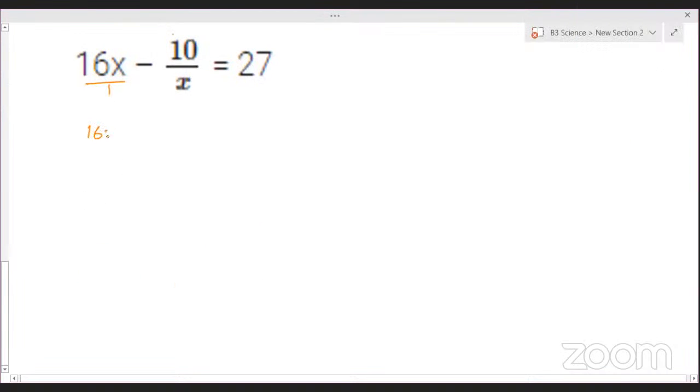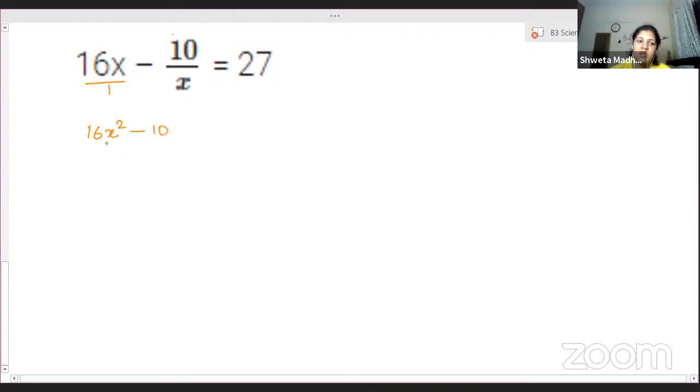So it will become 16x square minus 10 by x is equal to 27. So 16x square minus 10 is equal to 27x. Now take 27x on this side, LHS. So 16x square minus 27x minus 10 equal to 0. Now this is our quadratic equation.